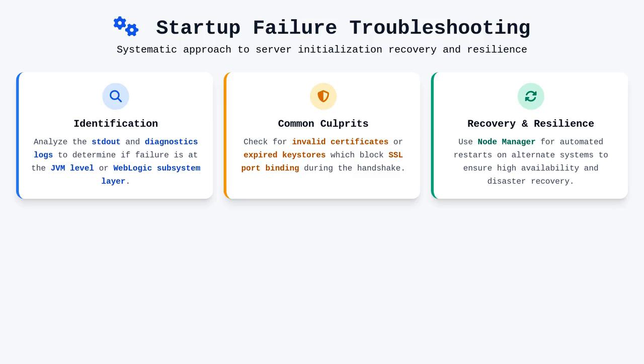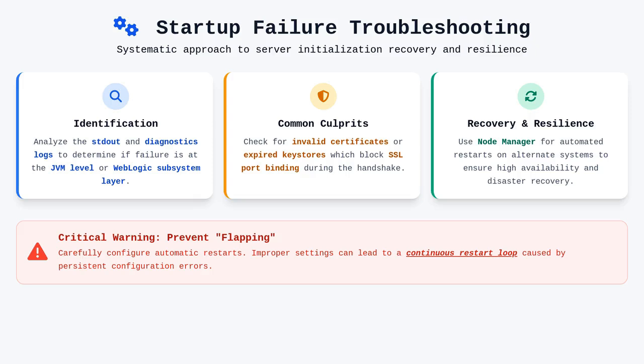subsystem layer. Disaster recovery at the server level often involves utilizing the node manager to automate restarts on alternate target systems if a local instance cannot be recovered. However, automatic restarts must be carefully configured to prevent flapping, where a server continuously restarts in a loop due to a persistent configuration error. By mastering these components, you ensure that the server infrastructure remains resilient against both software glitches and human-induced configuration errors.